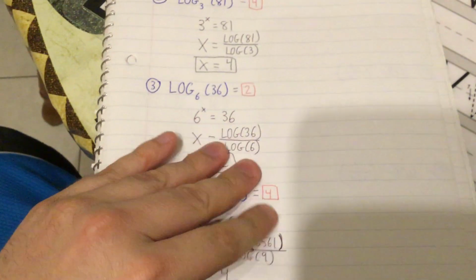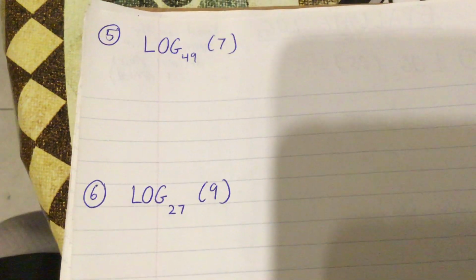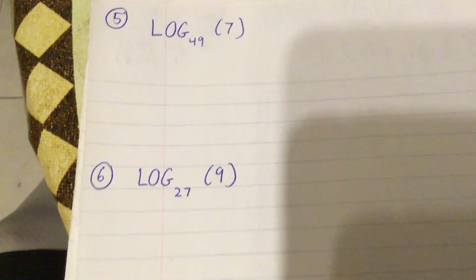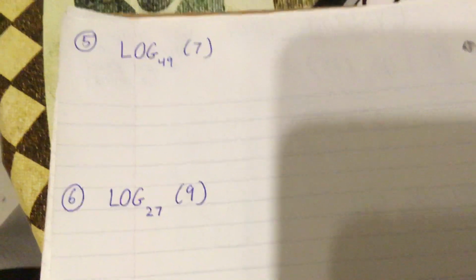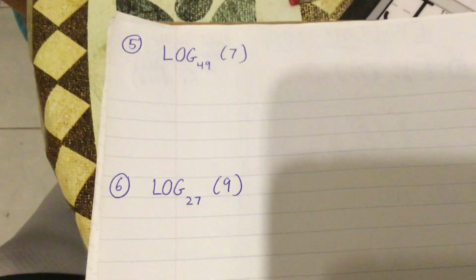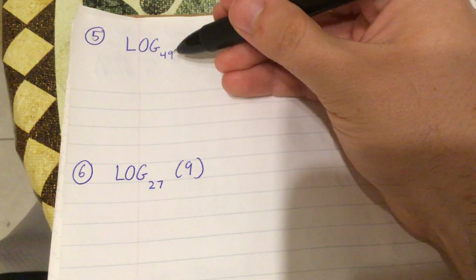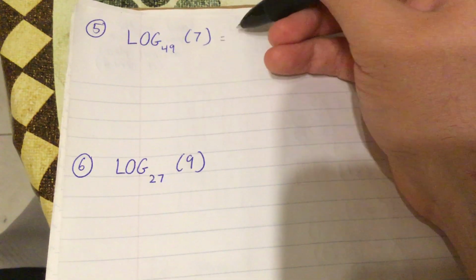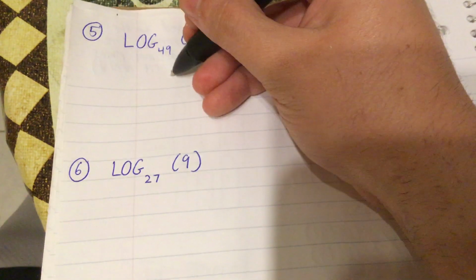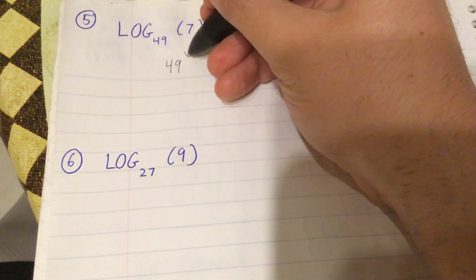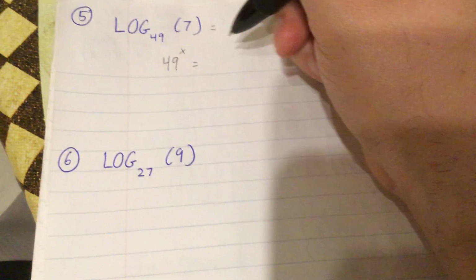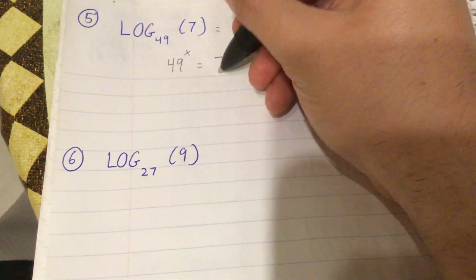All right. See if you can do these next problems independently. Oh, sorry. It's a little bit different, so I'll walk you through the first one, and then I'll see if you can do this problem independently. All right, so remember what the base is. The base is 49. The exponent is unknown. So we've got 49 to the unknown exponent is equal to 7.